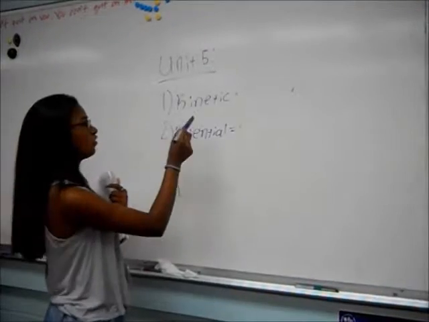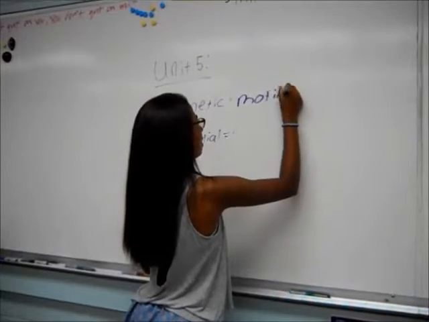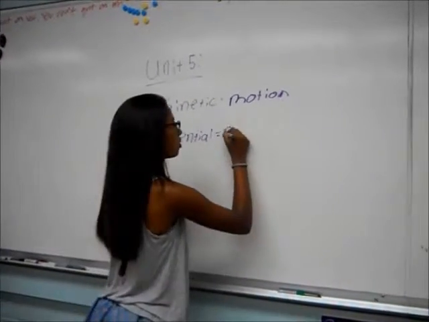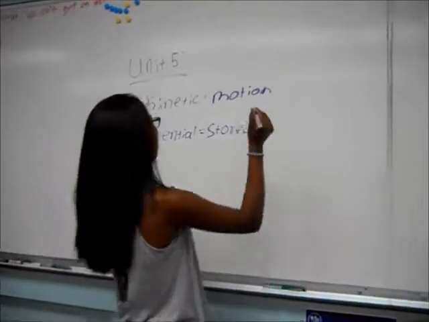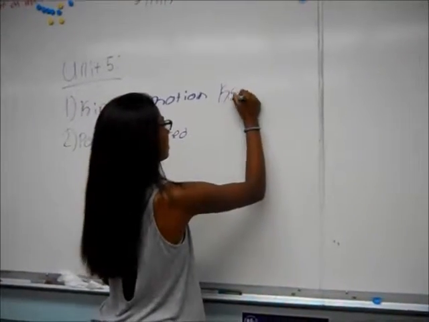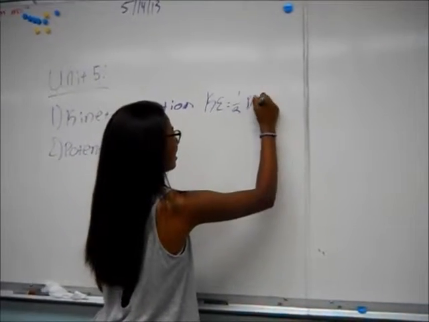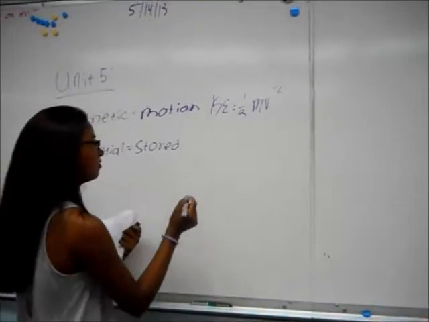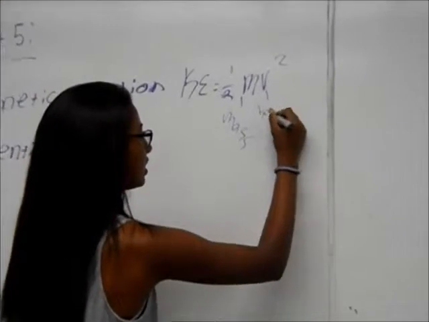Energy. Two forms of energy: kinetic, which is motion, and potential, which is stored. The formula for kinetic energy is KE equals 1/2 mv squared. Mass, velocity.